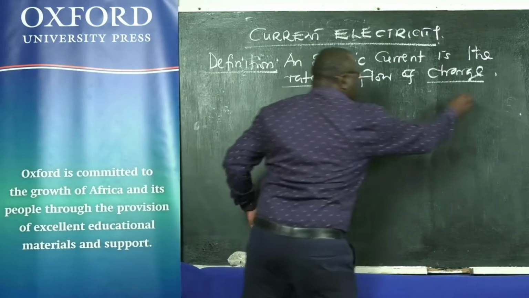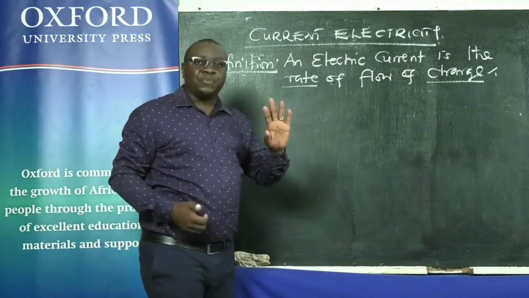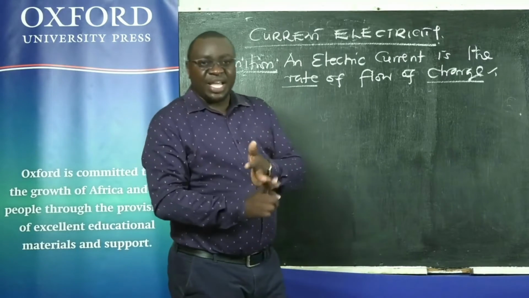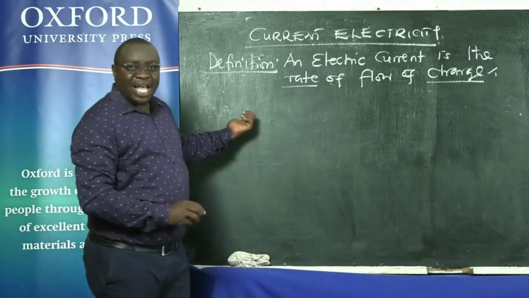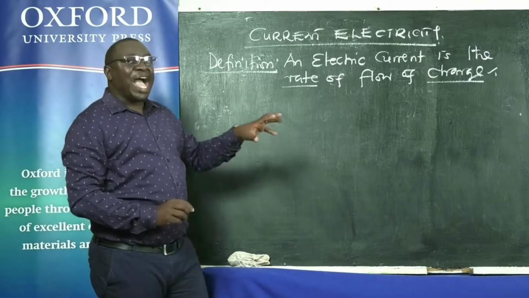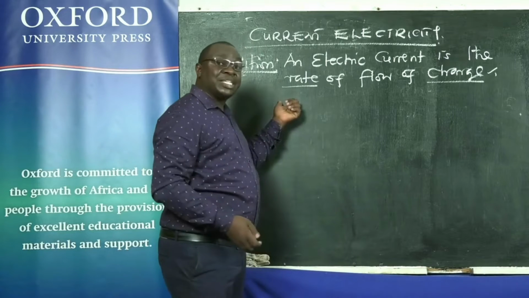Now, let's start by looking at charge. What is charge? We know that there are two types of charges: the positive charges and the negative charges. The positive charges are referred to as protons, and the negative charges are referred to as electrons. These charges are measured using a particular unit, the coulomb.